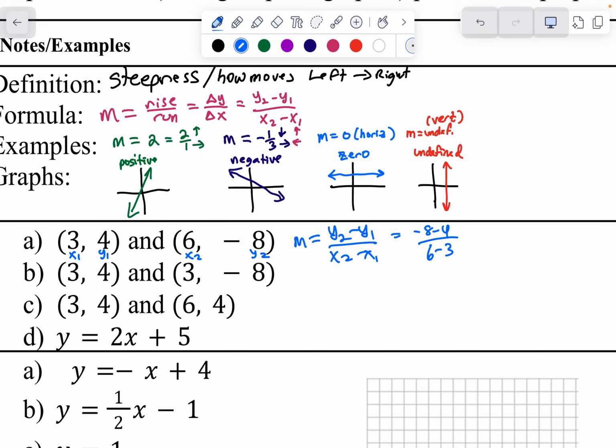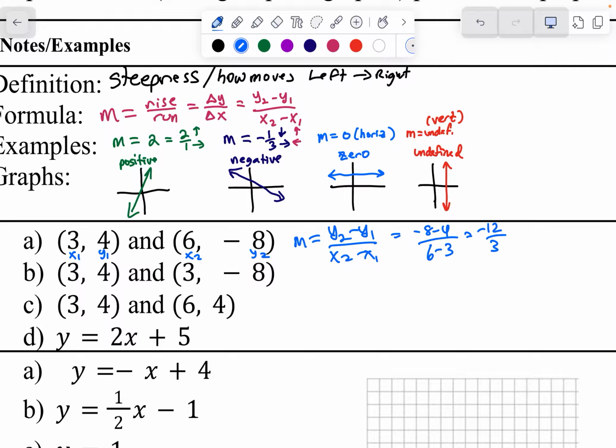See how you can tell? See how this is a pair? 6 goes with negative 8. And this one is a pair. 4 and 3 go together. That's the way to check. They should be above one another if they are a pair, okay? And now you just do the math. So negative 8 minus 4 is negative 12. 6 minus 3 is 3.